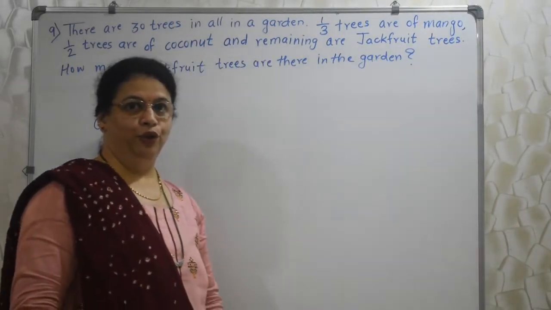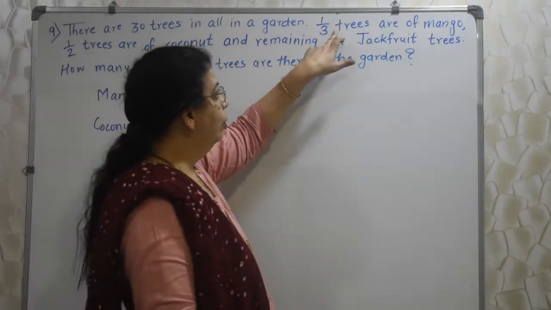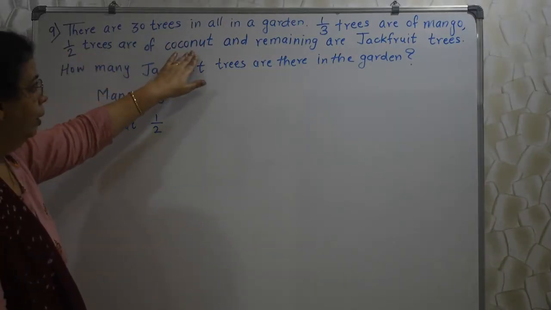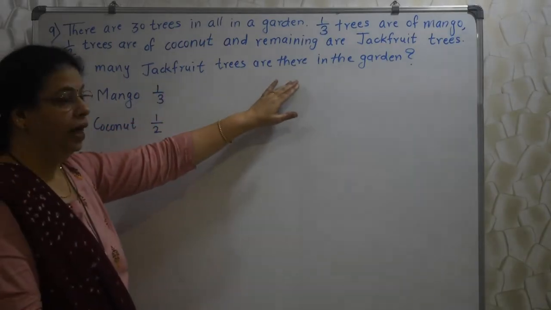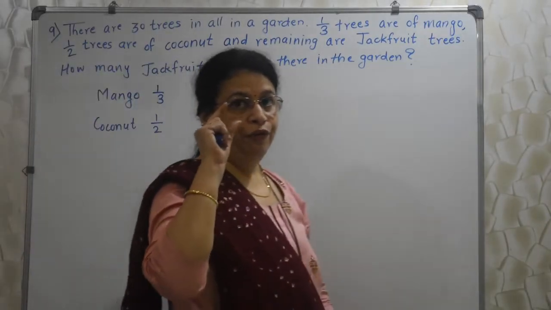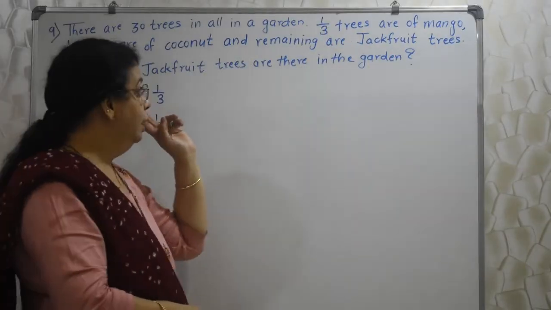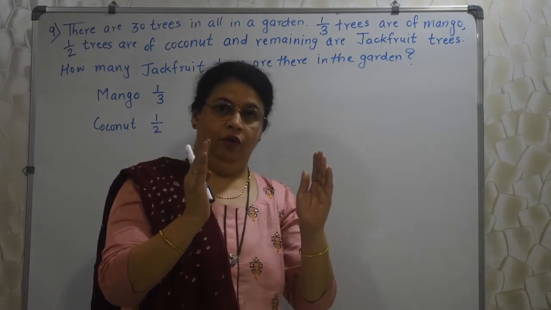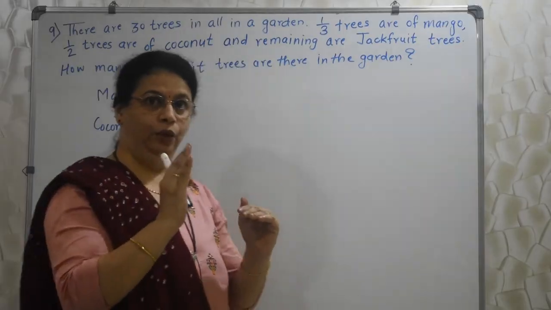So I am reading it for you. There are 30 trees in all in a garden. 1/3 trees are of mango, 1/2 trees are of coconut, and the remaining are jackfruit trees. How many jackfruit trees are there in the garden? Okay, students, remember whatever fractions they will give, here they have given 1/3, 1/2, that is with respect to total. 1/2 of total, 1/3 of total. Remember that, total trees in the garden.